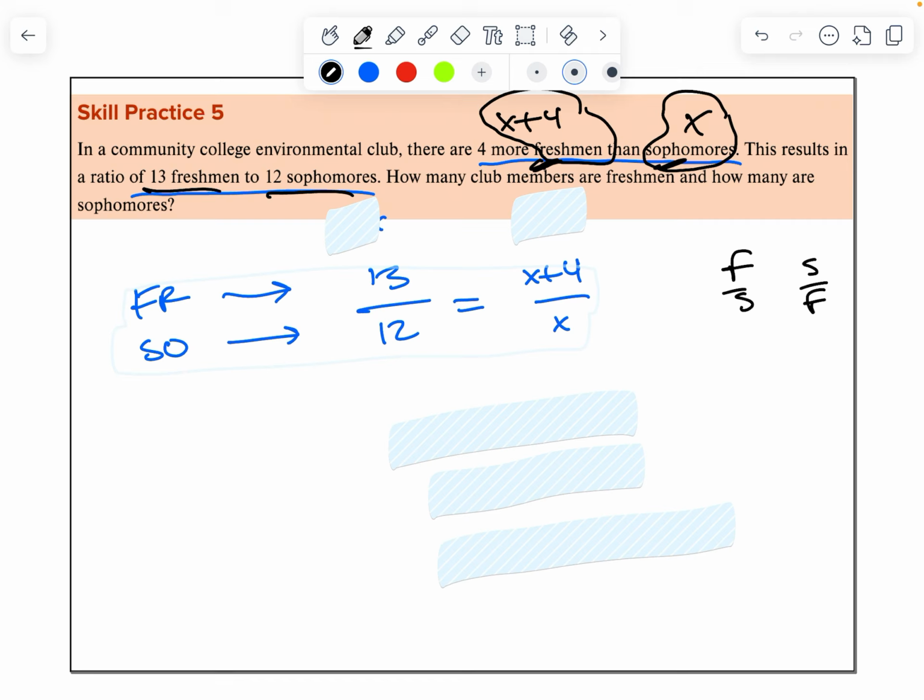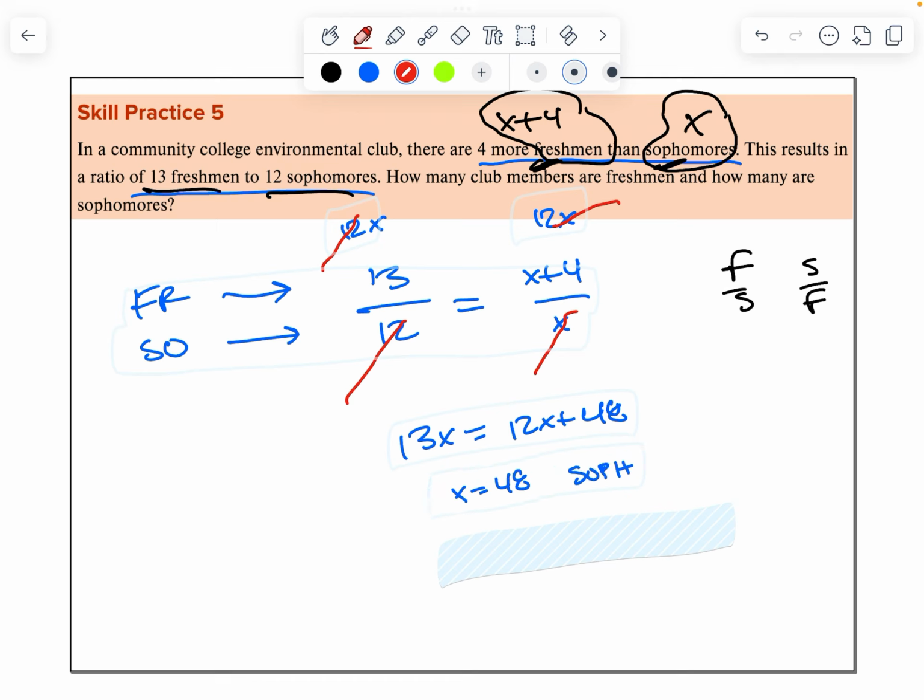Again, we can multiply by whatever we have on the bottom, 12 and x. Eliminate the things that match up. So on the left, we can eliminate the 12s. On the right, we can eliminate the x's. Distribute what's left, 13x equals 12 times x plus 4, which is 12x plus 48. Subtract the 12x over, we get x equals 48. Remember up here we said x is sophomores. If we want to know how many freshmen, freshmen is just x plus 4. So 48 plus 4 gives you 52 freshmen.